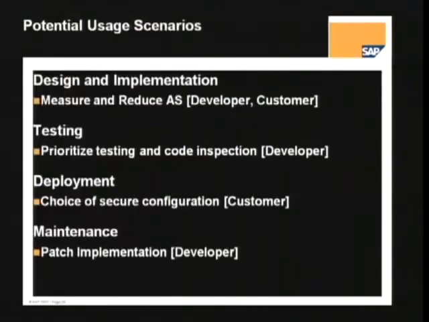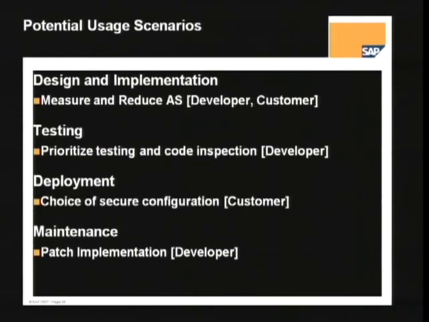So, potential user scenarios. The question now is, okay, let's say we were able to understand the abstract method. We instantiated it for Java and did an experiment in a Java-based enterprise application. So how can we use this tool, right? The tool can be used during design and implementation to measure and reduce attack surface. The developers of software vendors can use this tool. Of course, the customers too, because customers are customizing the code. And you can also use the tool during the testing phase, in particular during code inspection.